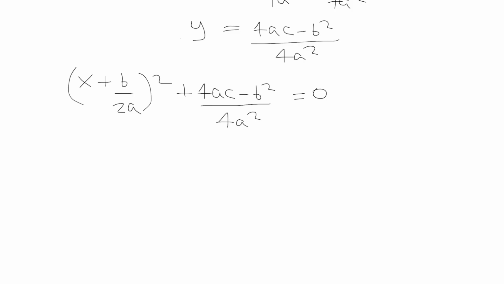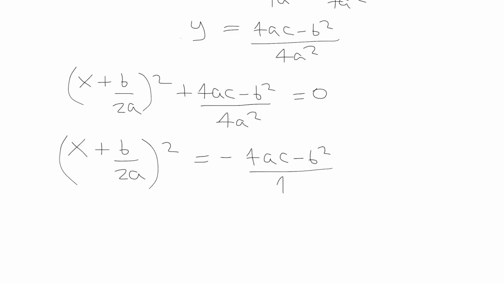So how do we start? Let's get the x term on one side and the y term on the other. When I say the y term, I mean that 4ac minus b squared over 4a squared. So we have x plus b over 2a all squared equals minus 4ac minus b squared over 4a squared. Now, if we have a minus times both components, we can switch that around. So this is equivalent to plus b squared minus 4ac over 4a squared.